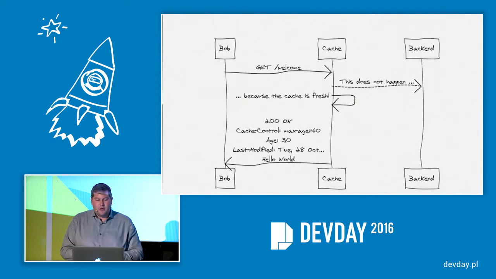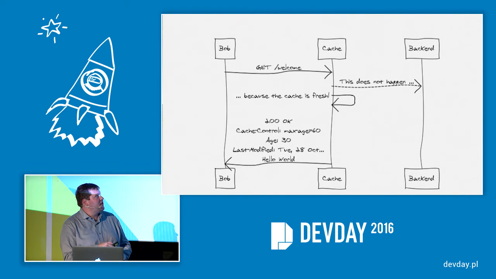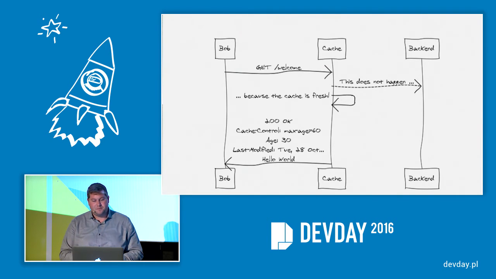Now Bob comes along 30 seconds later. It's not going to make a request to the backend. So Bob comes along, there's something in the cache, so instead of going to the backend, it'll skip that interaction. Now you'll see that, again, the age is 30 seconds, the max age is 60 seconds. So we generated this 60 seconds ago, only 30 seconds has passed, but the content was actually last modified on this date.